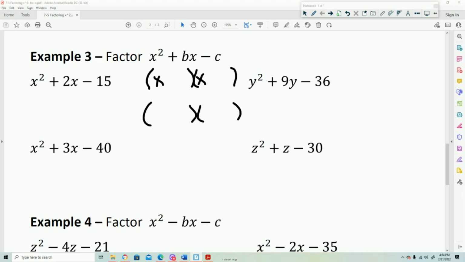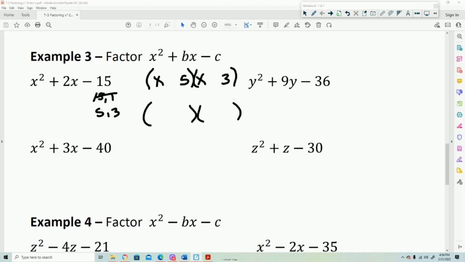Now, what I have to do with this number, I still want to look at numbers that multiply to be 15. Let's write them down: 15 and 1, and 5 and 3. But instead of adding to be 2, they need to subtract to be 2. The difference needs to be 2. So 15 and 1 do not work here, but 5 and 3 do. So I will put a 5 and a 3.